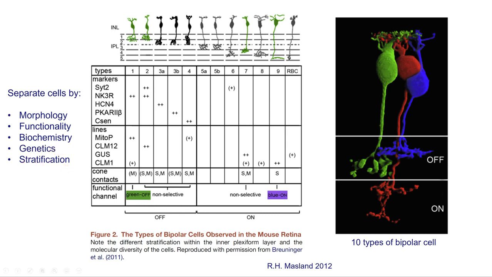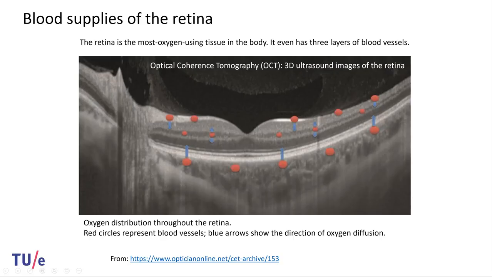Stratification means where do the endings, and you see it on the top. This is the layer where they have these endings, and you see some end in the top layer, some in the middle, and some in the lower layer. This is called the stratification. This is from a famous paper from Richard Masland, the structure of the retina. It's the most oxygen-using tissue in the body. It even has 3 layers of blood vessels. So you see we have blood vessels on the top, in the middle, and on the bottom.